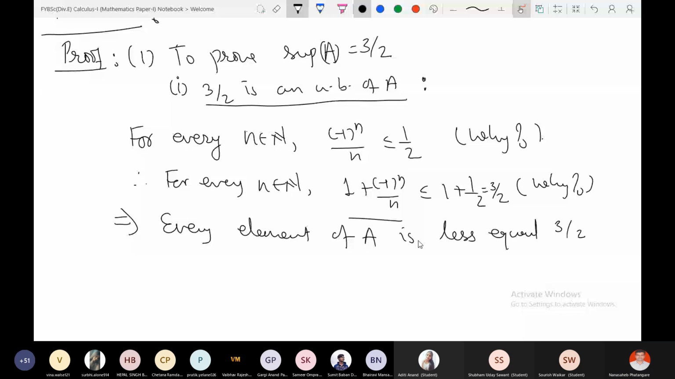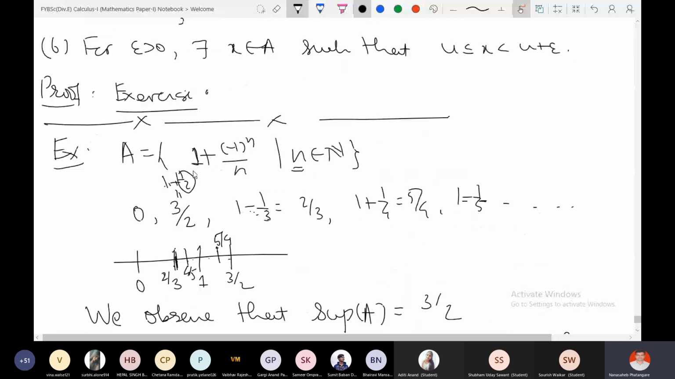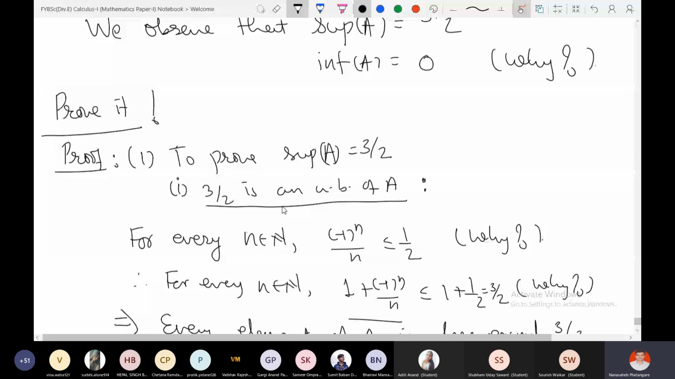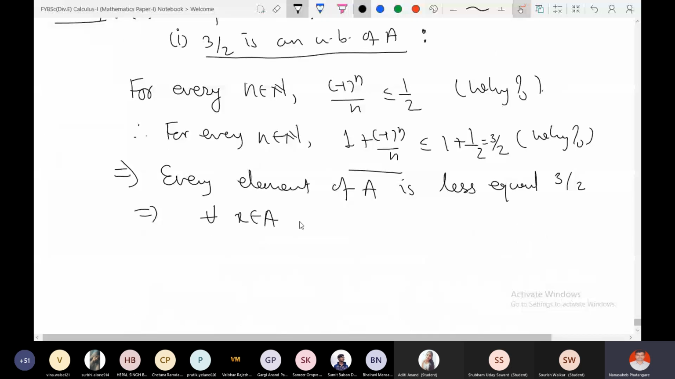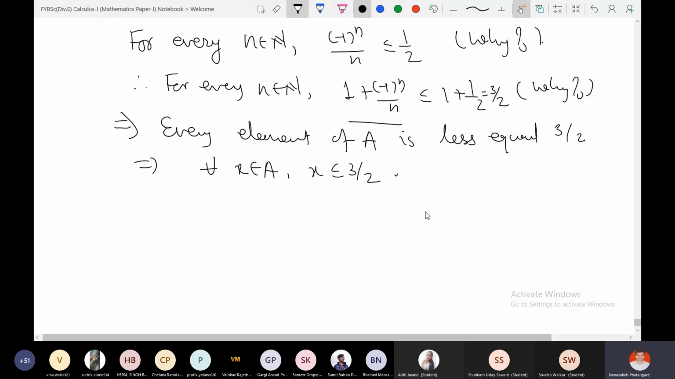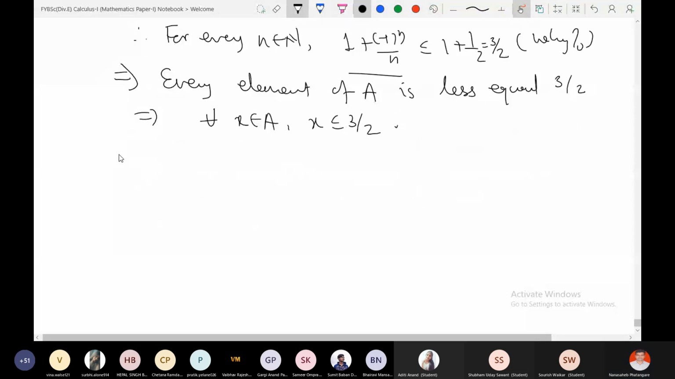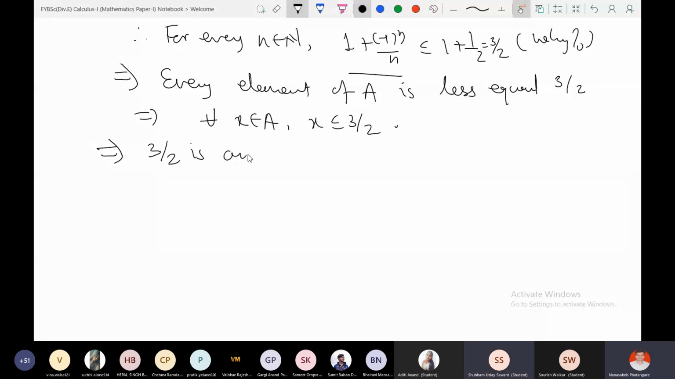3 by 2. That is, for every x in A, whatever member of the set you select, because the members of the set are of this type, whatever n you select, every time you look at a member of the set, x is less than or equal to 3 by 2. Correct? What is the conclusion of this? 3 by 2 is an upper bound of A.